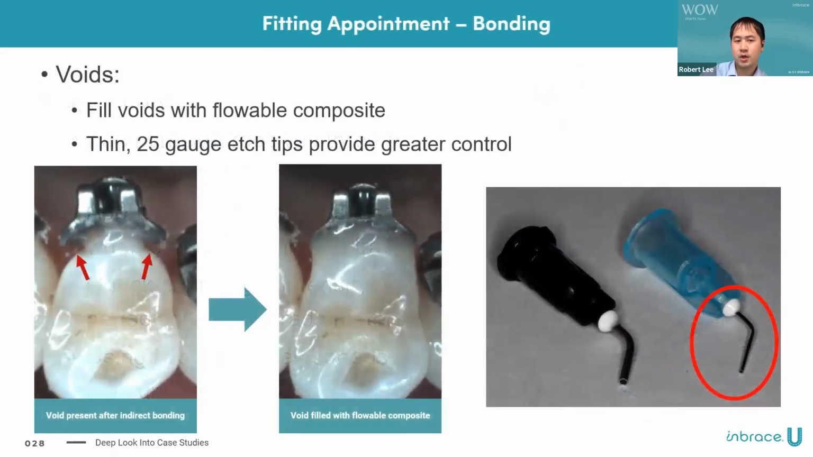Also, after you finish your fitting, you should be checking for voids. After all the IDB trays are off, you should be checking and adding any flowable composite into the void spaces. We really like using this blue etch tip. There's many ways you can do it. You can apply it to an explorer, or apply it to a micro brush to brush it in. But the edge tip is very, very thin, so it gives a lot more control. You just have to push a lot harder, but it's very controlled when it comes out.